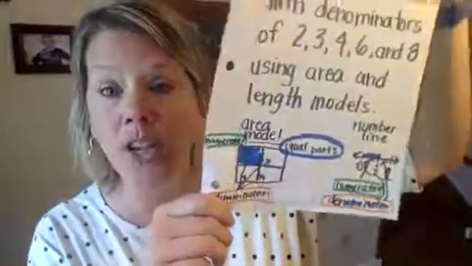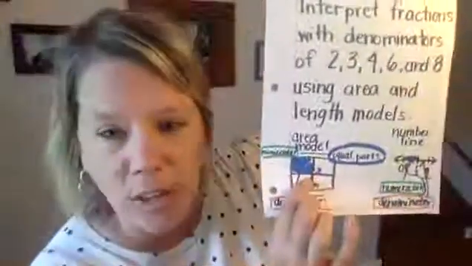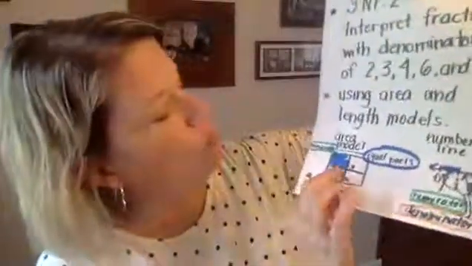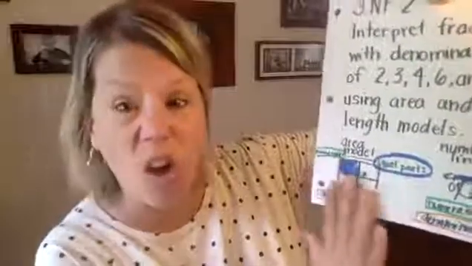So remember, the numerator is the number that we are looking at, or the number we're talking about, and the denominator is all the equal parts in the whole, okay?